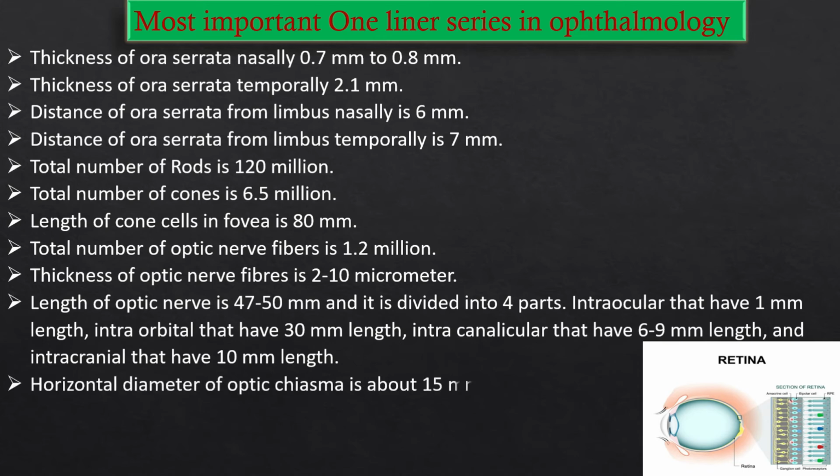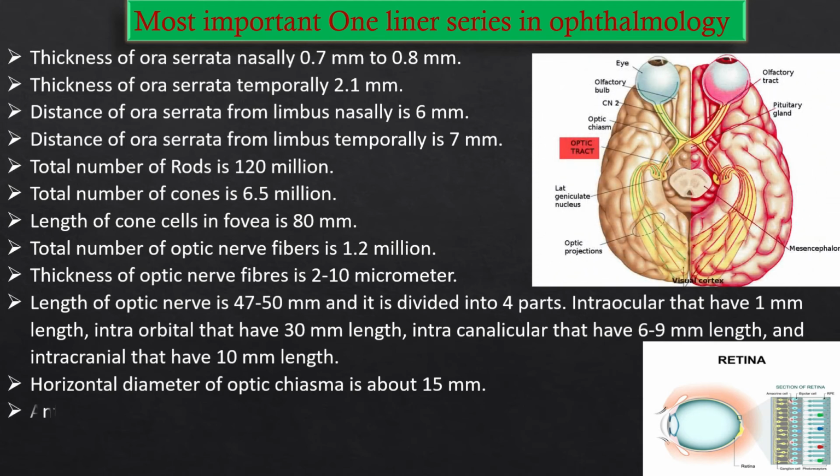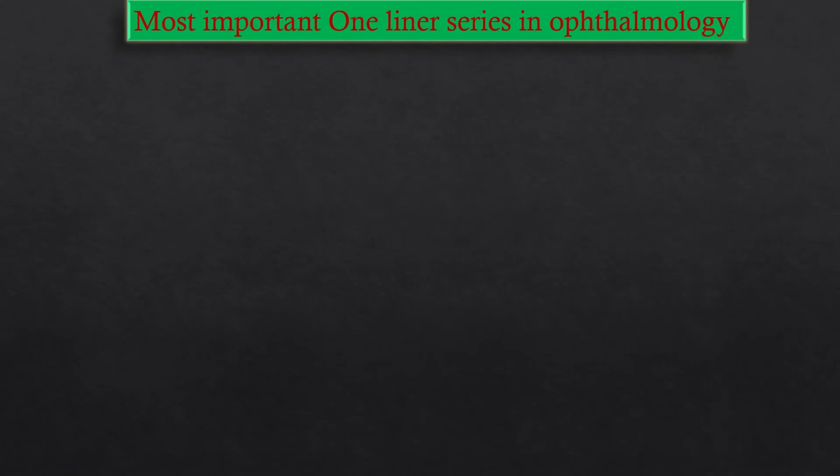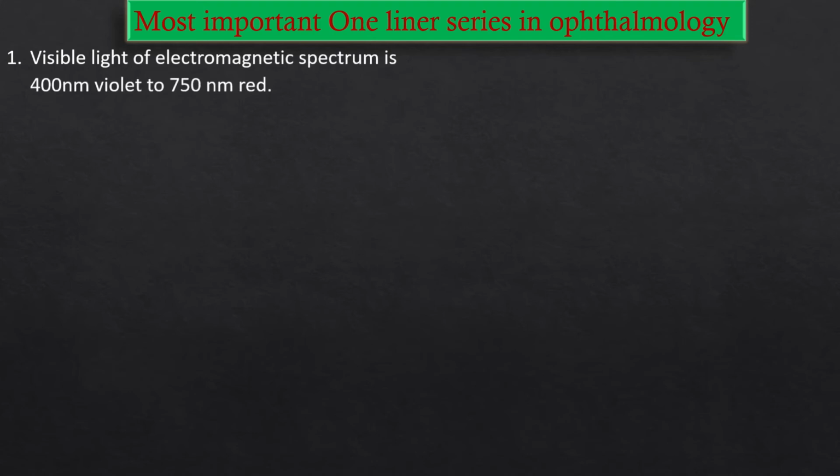Horizontal diameter of optic chiasma is about 15 mm. Antero-posterior diameter of optic chiasma is about 8 mm. Height of optic chiasma is about 4 mm. Visible light of electromagnetic spectrum is 400 nanometer violet to 750 nanometer red.